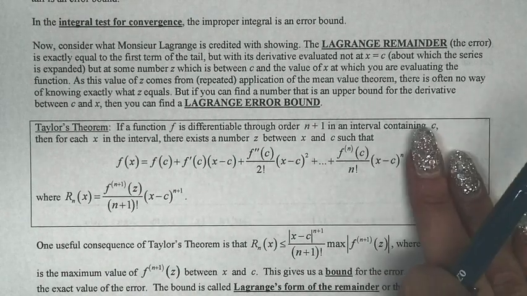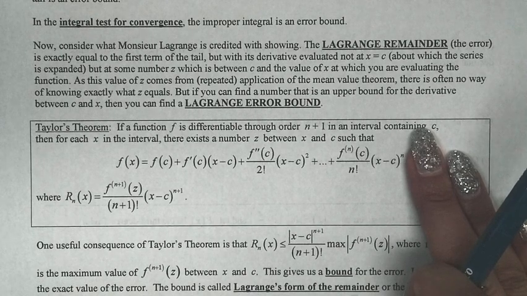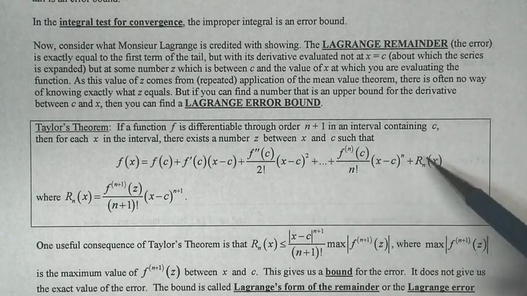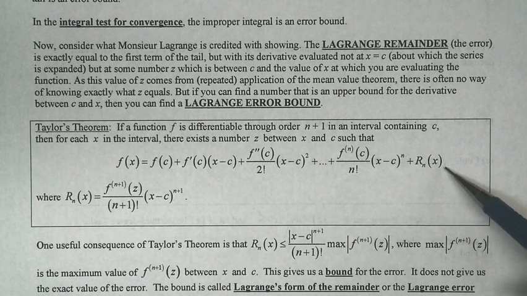This so far is not new to you. If you stop at n, we saw that as a polynomial of degree n. If you have the plus dot dot dot, we saw that as the infinite power series. Now, with that plus R sub n of x, what we know is that this is what we call the remainder, R sub n of x.